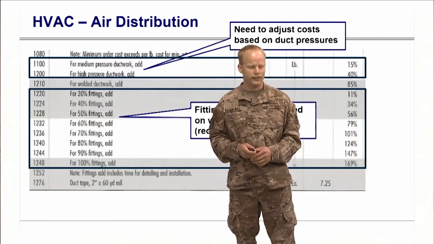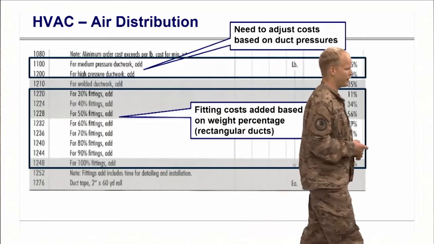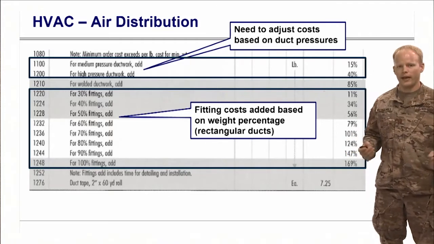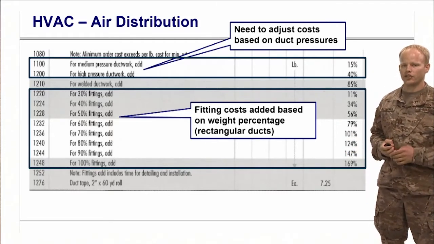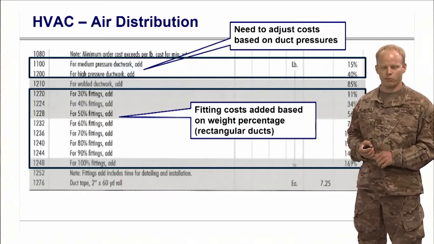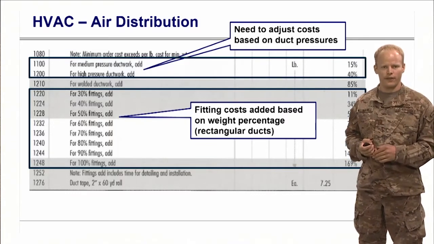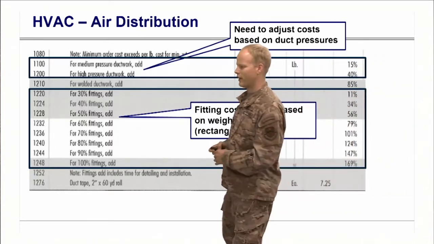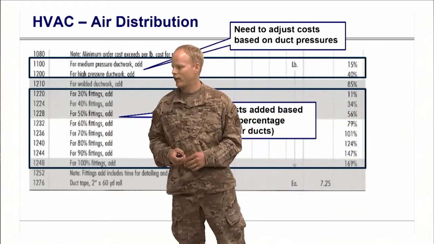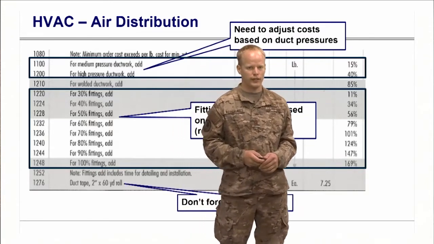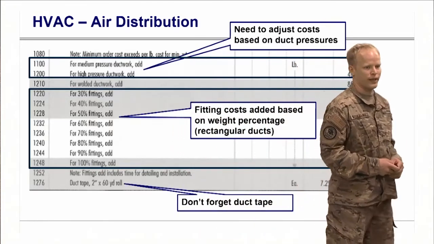Then your fittings. You're going to have to calculate the weight of your ductwork and the weight of the fittings, and then adjust the overall cost based off of how much percentage-wise are the fittings. So 100% fittings, I believe that says on there 169%. You'll have to add that to your cost. And don't forget your duct tape, an engineer's best friend.